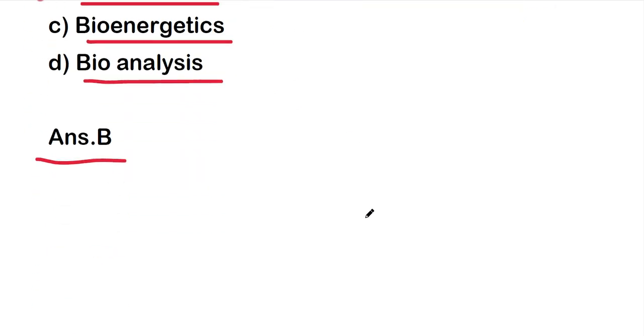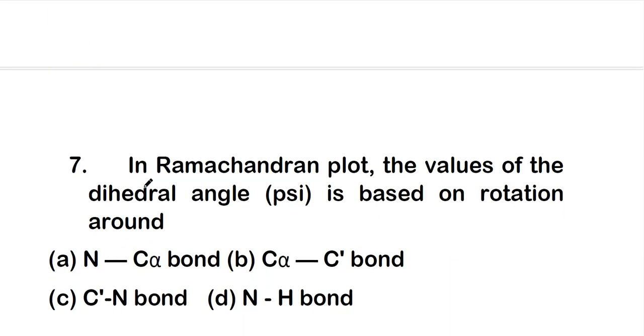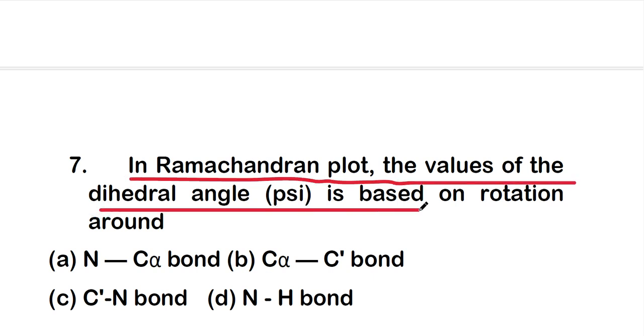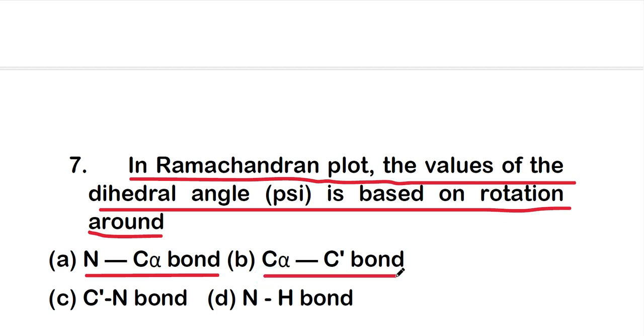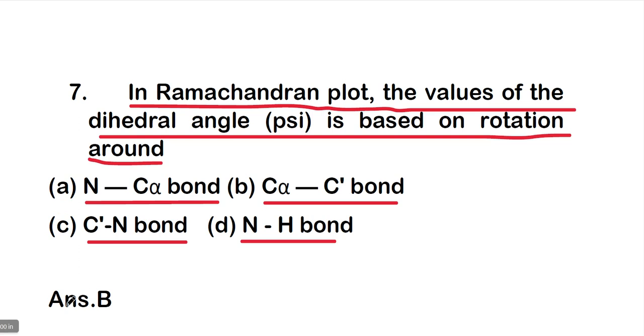Okay, so let's move on to question number 7. In Ramachandran plot, the values of the dihedral angle psi is based on rotation around option A, N C alpha bond; option B, C alpha C bond; option C, C alpha or C N bond; or option D, N and H bond. And the right answer is option B, that is C alpha C bond. So in Ramachandran plot, the values of the dihedral angle psi is based on rotation around C alpha C bond.